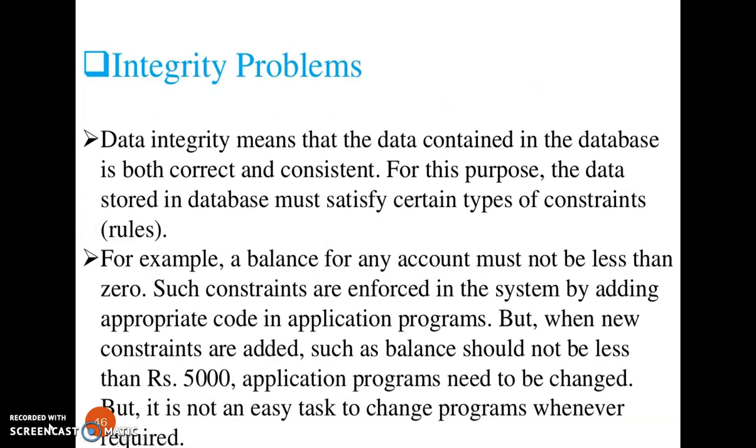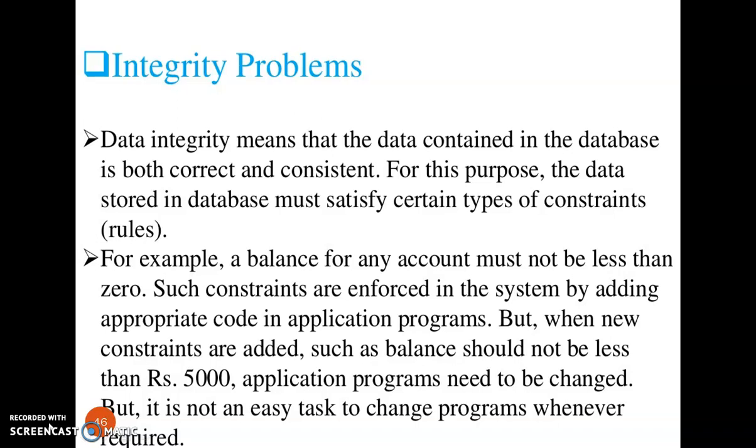The next problem is integrity problem. Data integrity means the data contained in the database is both correct and consistent. So integrity means correctness of the data and consistency of the data. For this purpose, the data stored in database must satisfy certain types of constraints. Constraint means rules. It has to satisfy some rules. For example, a balance for any account must not be less than 0. So any bank will be having such constraints.